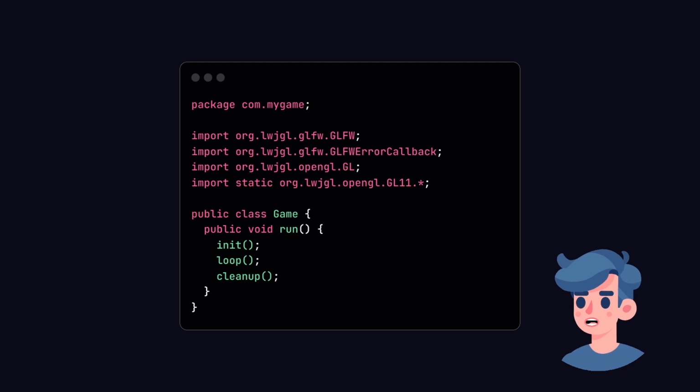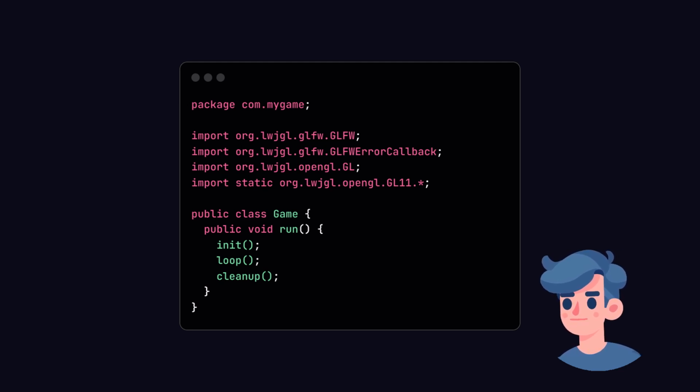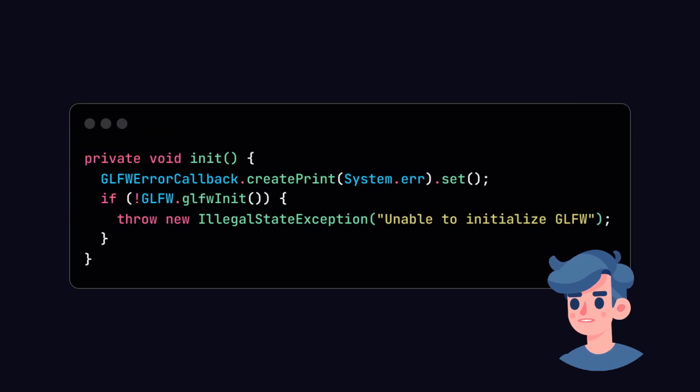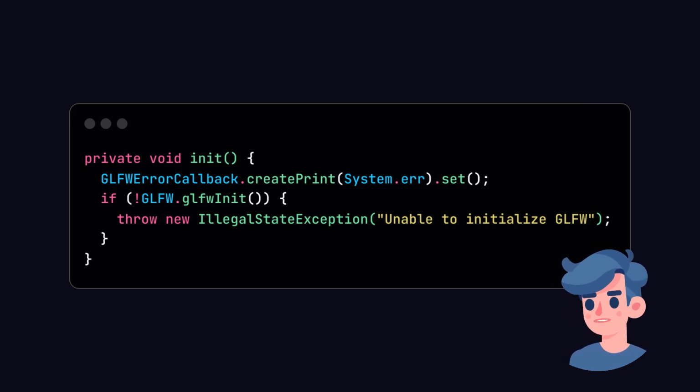With everything set up, let's write our first piece of code. Open the src directory, create a new package called com.mygame, and add a new Java class called Game. This Game class includes three principal method stubs: init, loop, and cleanup. Let's focus on the init method first. This will handle the initialization of GLFW, which is responsible for creating windows and managing input.